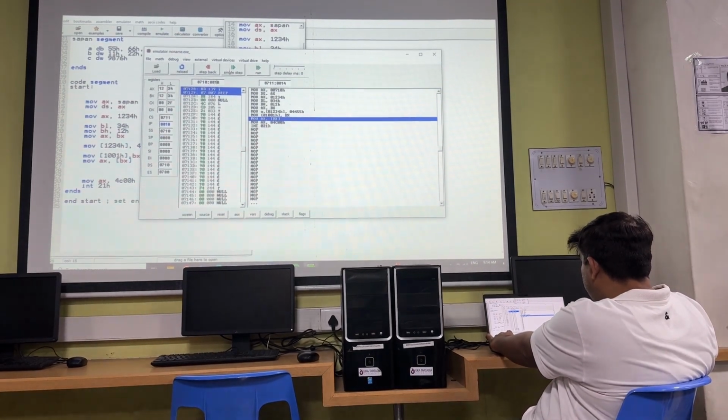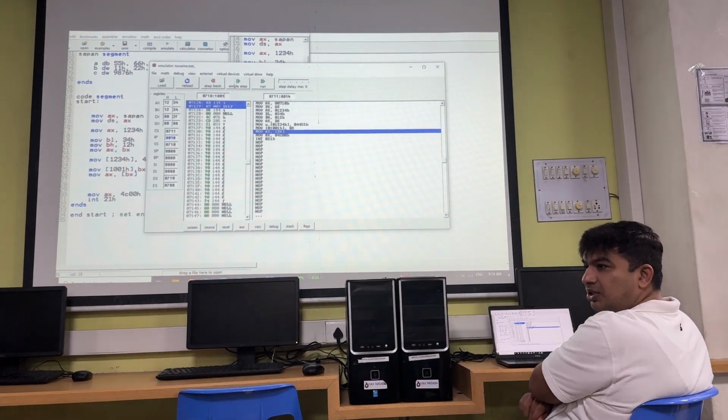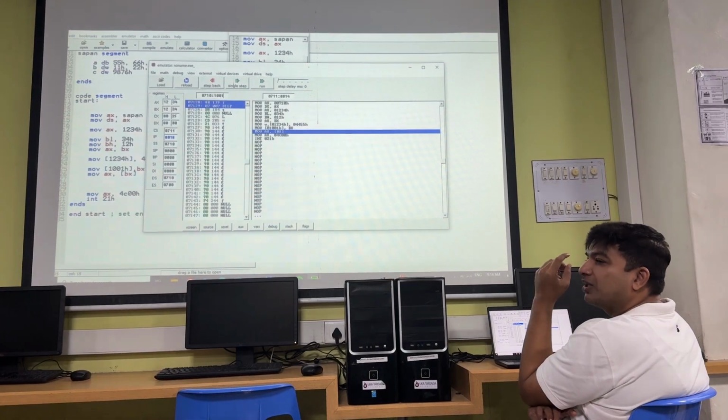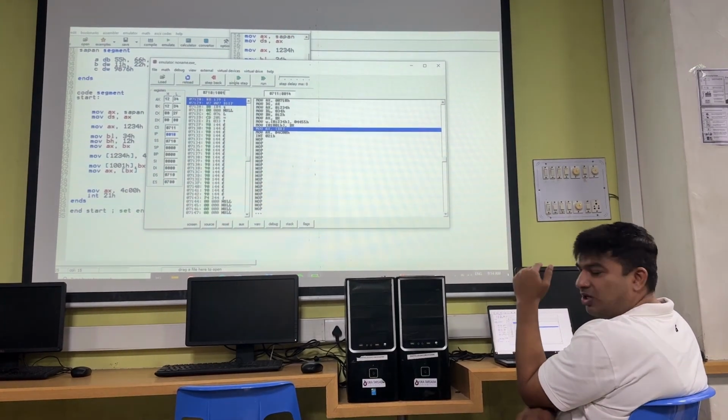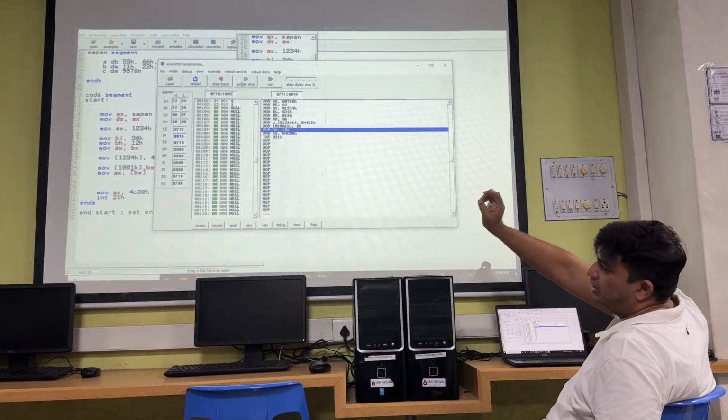0710 and we need to go to location 1001. Yes? It should contain what? 34 or 12? Pehla 34. Lower byte, lower address. Then 12. So 34 and 12, and it is available 34 and 12.